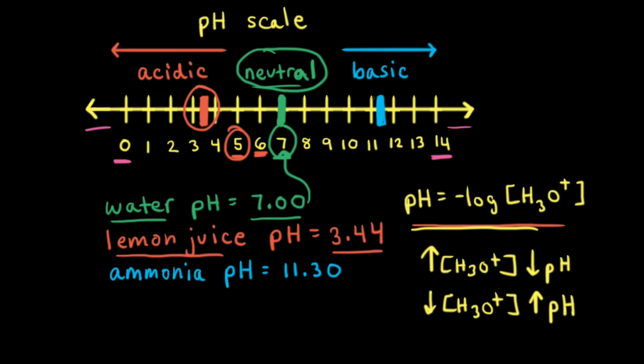And if an aqueous solution has a pH greater than 7, we say that aqueous solution is basic. For example, our cleaning solution with some ammonia in it had a pH of 11.30, so that's right about here on the pH scale. So we would consider that cleaning solution with ammonia to be a basic solution. As you move to the right on the pH scale, you increase in the basicity of the solution.